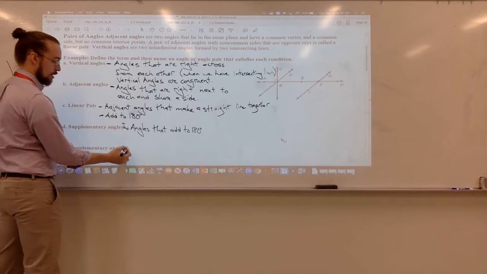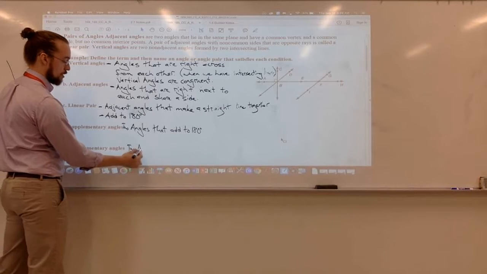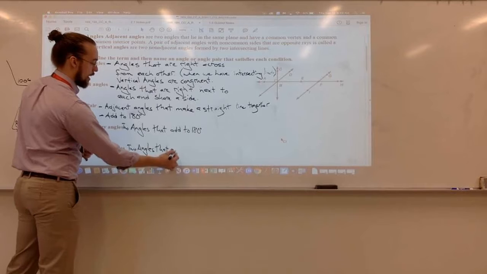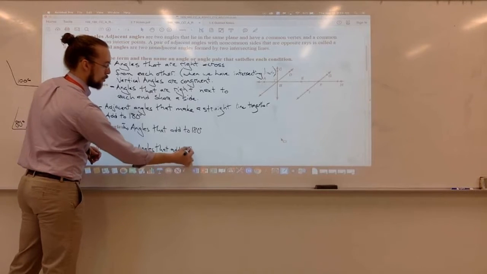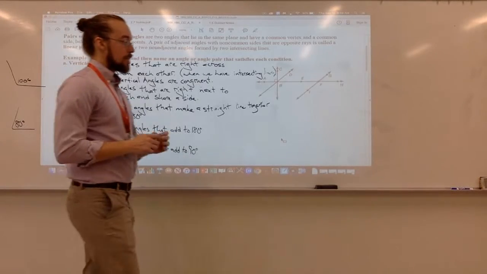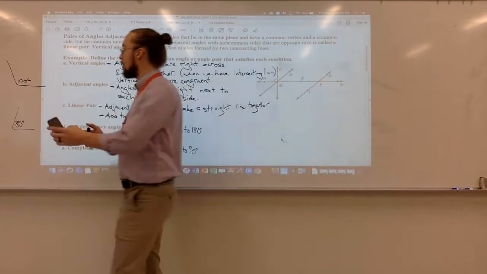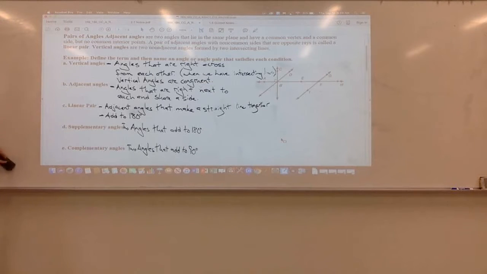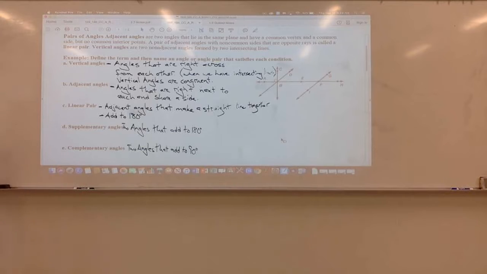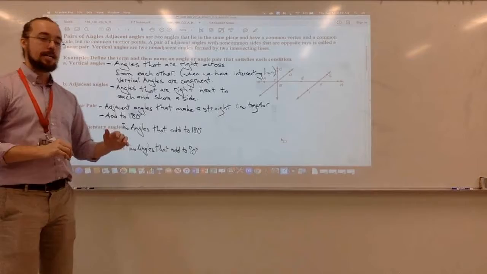Complementary then is two angles that add to 90 degrees. Two angles that add to 90 degrees. Now, a lot of times students have a hard time keeping those straight. I've got a stupid trick for you to remember which one's which. So supplementary is add to 180. Complementary is add to 90.